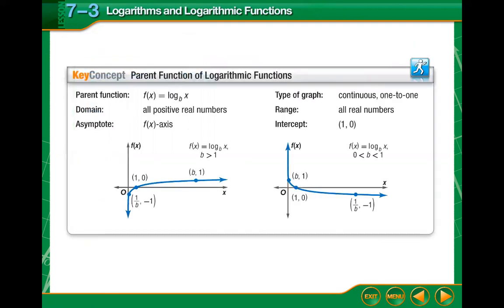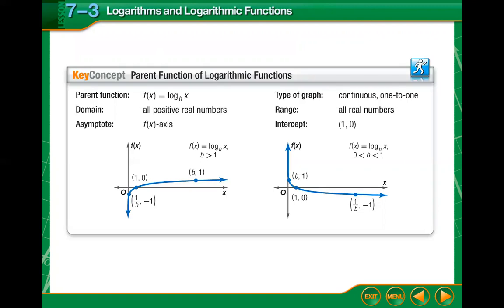Moving on to the parent function of a logarithm. So we have log base b of x, where the domain is all positive real numbers, and the asymptote is the y-axis. It is continuous and 1 to 1. The range is all real numbers, and our intercept is at (1, 0). And we have 2 different ones. It's kind of like we have a growth and a decay one, if you want to think of it that way.